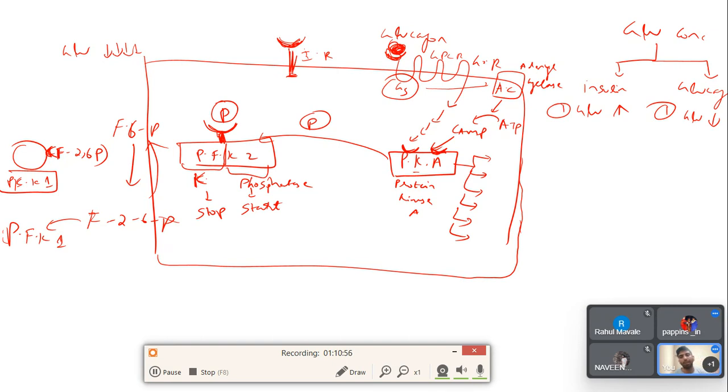Now, the second condition is when glucose is very high. Now when it's very high, the insulin comes in.